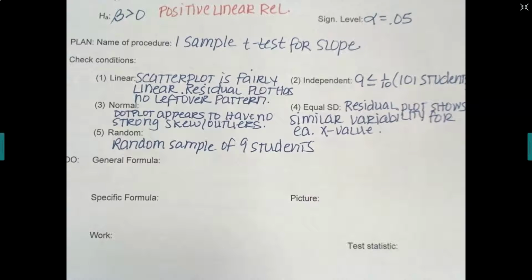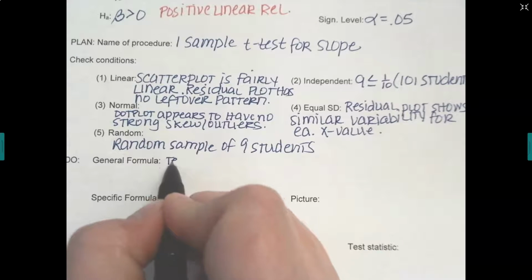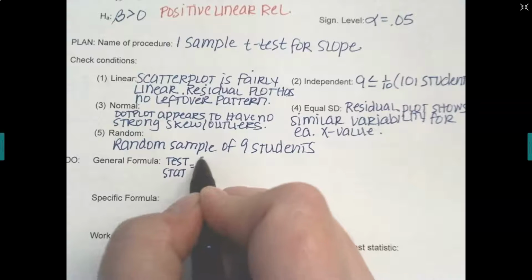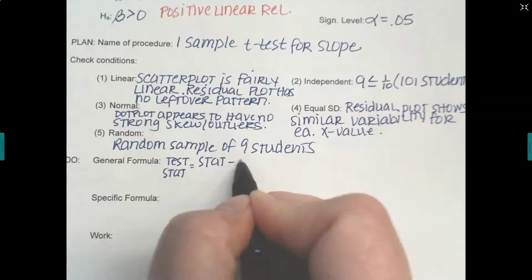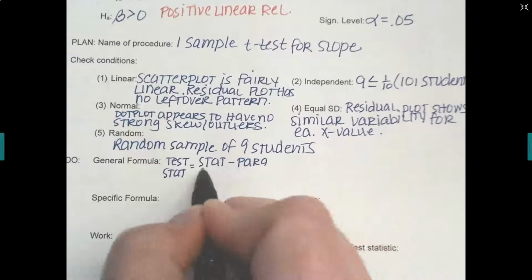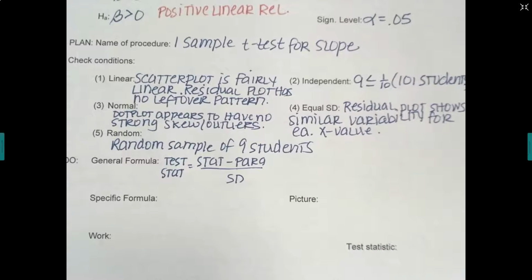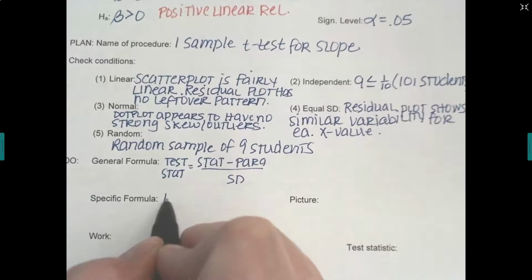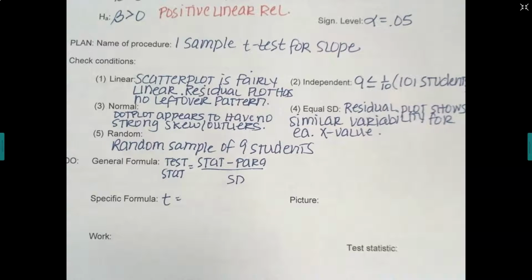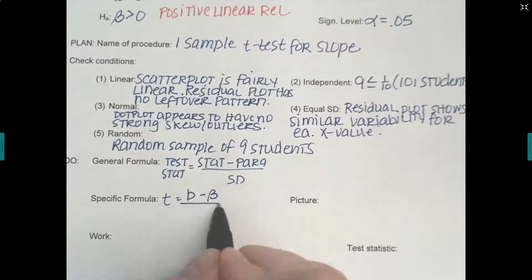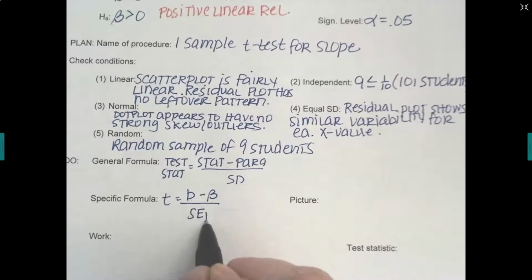Now, the general formula for a test statistic, whenever you're doing a test, you need a test statistic, is you're going to take your statistic minus your parameter and divide it by the standard deviation. So what that looks like specifically here is we're going to be using a t. We're getting a t statistic, and your statistic will be the slope of the regression line of your sample minus beta divided by the standard error of the slope.